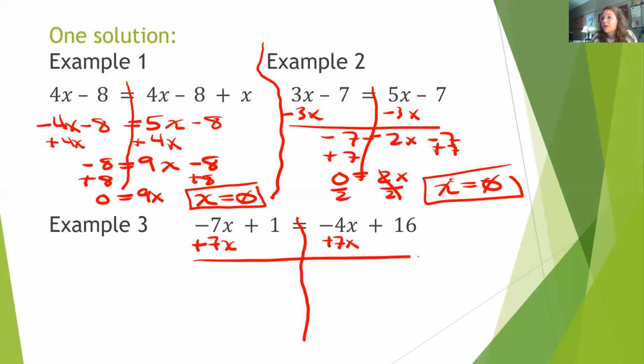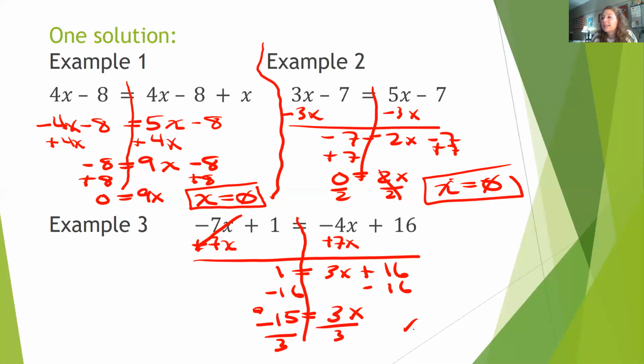All right, so I have 1 is equal to negative 4x plus 7x, which is 3x. Then I'm going to get x by itself, so I need to subtract 16. So I have 1 minus 16, which is negative 15, is equal to 3x. The opposite of multiplying by 3 is dividing by 3, so x is equal to negative 5. So I have one solution for all of these. Well, that's what it says, so good thing I got one solution.